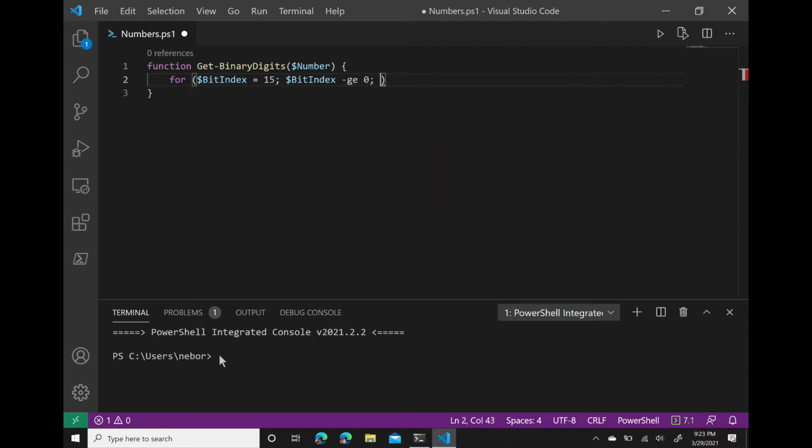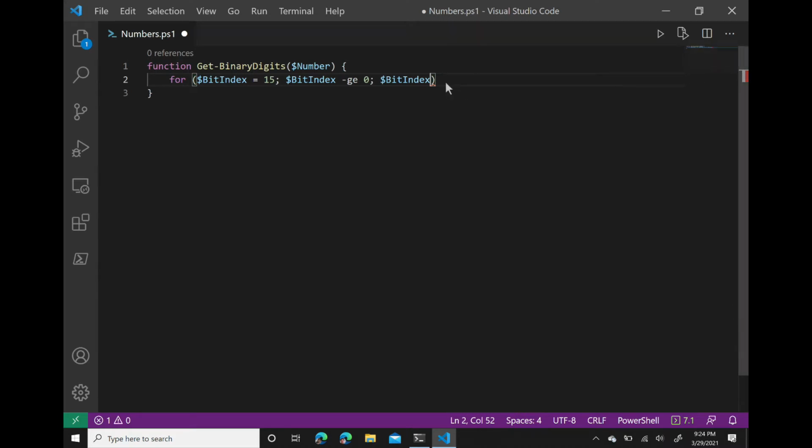And then after each iteration, I'm going to decrement bit index. So we've used the increment operator plus plus that adds 1 to the number. Here I'm going to use the decrement operator, minus minus, to subtract 1 from the bit index.